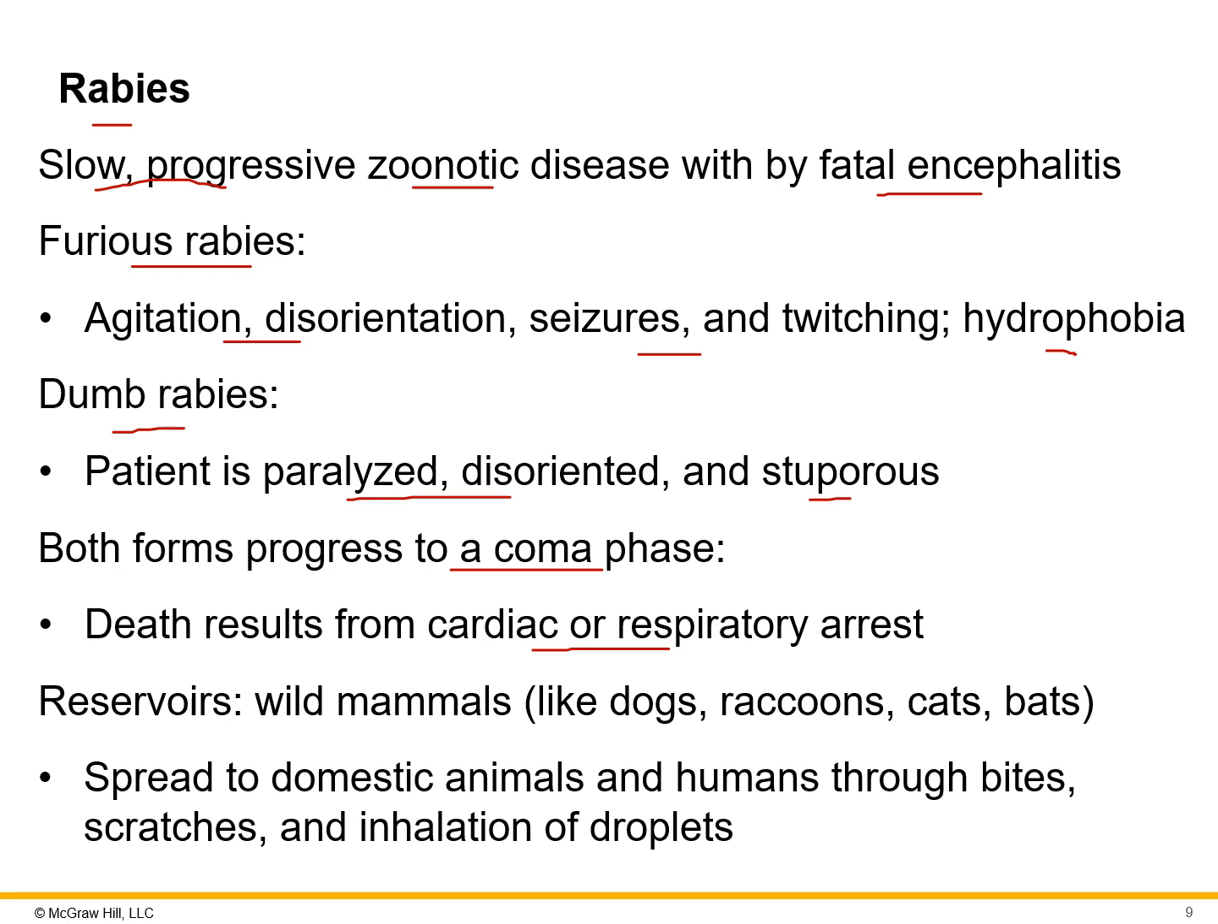Again, it's zoonotic, so the reservoirs are in wild mammals that are infected, like wild dogs, raccoons, cats, bats, badgers. There are many others, just to name a few. But then they spread to domestic animals or to humans through bites, scratches, or even inhalation of the droplet. So direct contact isn't actually needed.